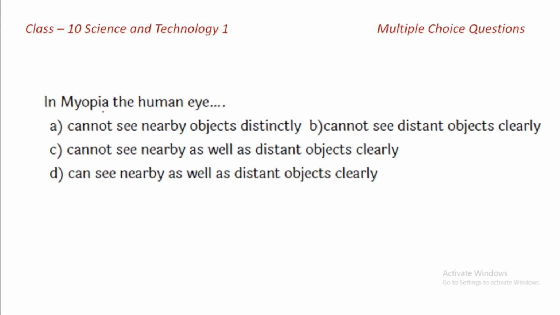In myopia, the human eye cannot see nearby objects distinctly, cannot see distant objects clearly, cannot see nearby as well as distant objects clearly, and last option, can see nearby as well as distant objects clearly. So the correct answer is option B, cannot see distant objects clearly.